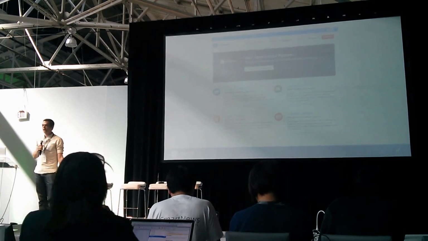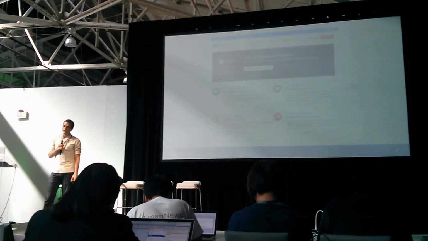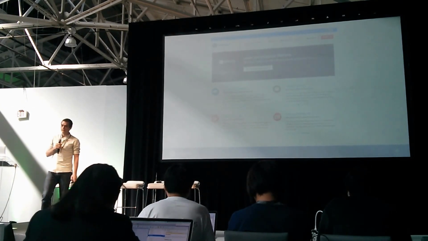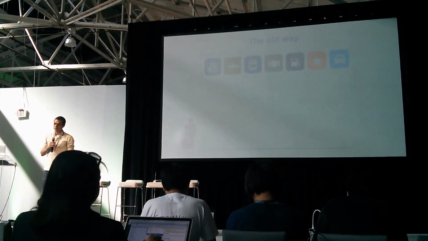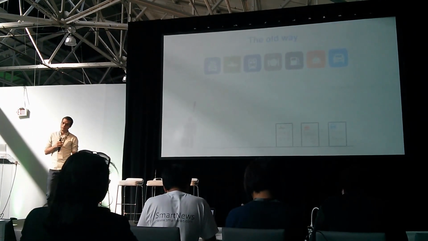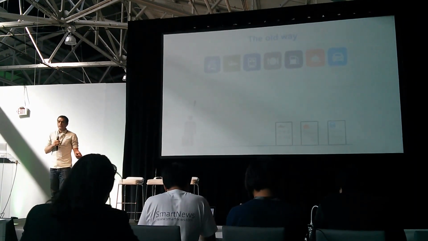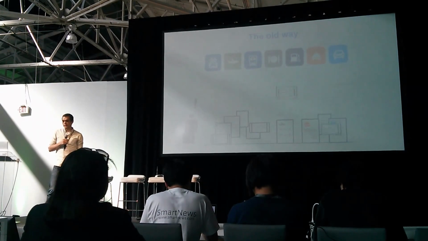So, Concur is the leading travel expense software in the world. We have 2/3 of the Fortune 500 market, and a lot of companies like to use Concur to keep track of all their expenses. And the old way is you have a ton of different things you have to do before you go on a business trip. You have to book your travel, you have to figure out where you're going to be staying, you have to keep track of all this paperwork that you get on your trip.